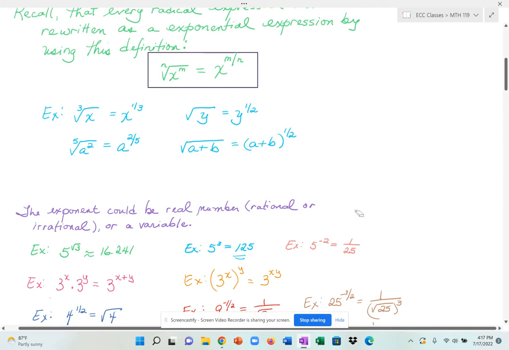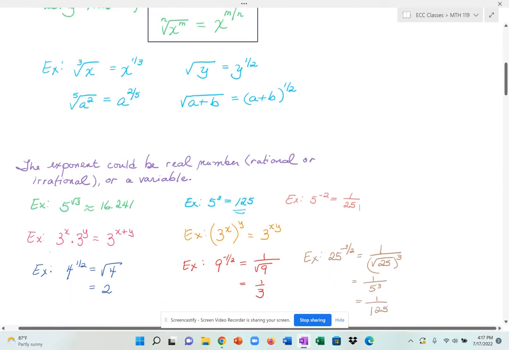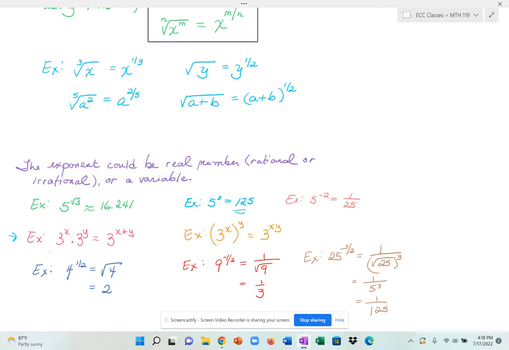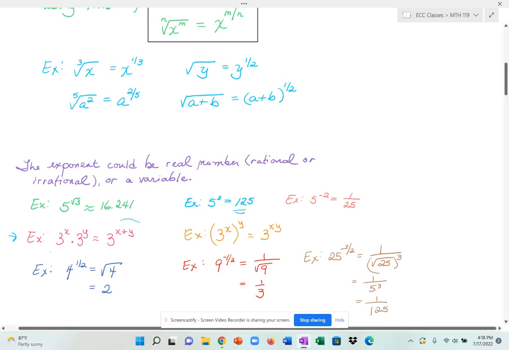On the next line, there are a few more examples. Here my exponents are variables. So 3 to the x times 3 to the y. 3 is the base. And so the rule is just that you add your exponents. So I have 3 to the x plus y. X and y are not like terms, so you really can't combine them more than what you see here.